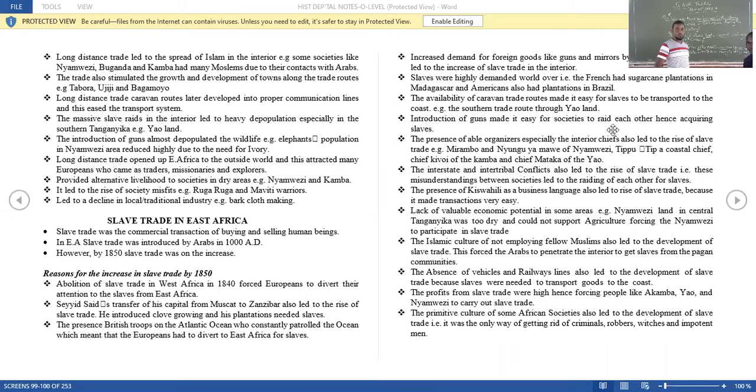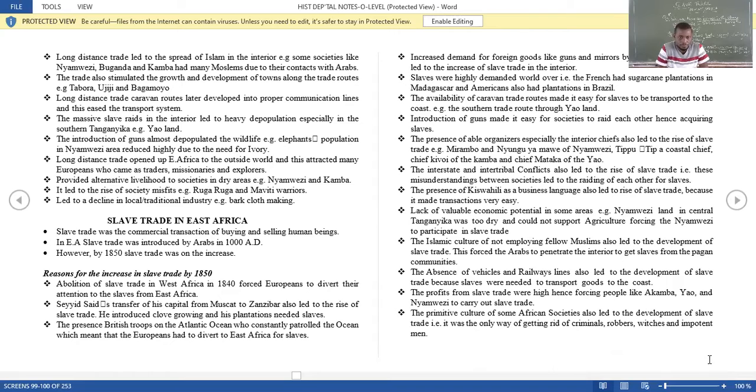Okay, so in this aspect, we are moving now to the reasons for the increase in slave trade in East Africa by 1850. When we look at our screens, there is work which is shared there. That work is all about simplifying our study so that everything becomes easy for us to understand whatever we are going through.